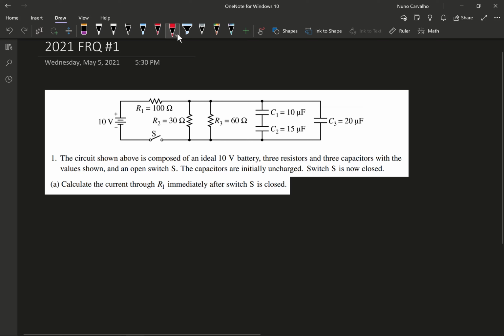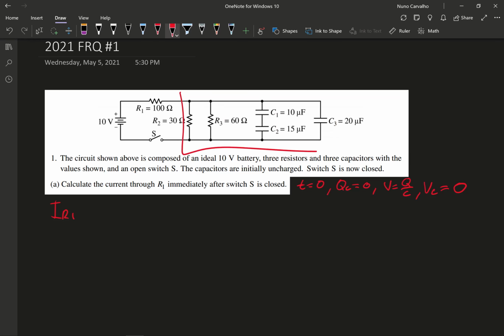We're being asked about the current through R1, so that's going to be I_R1 at time 0. Something about circuits that you should memorize is that at time 0, if the capacitors are initially uncharged, which they all are, then given that voltage is given by Q over C, the voltage across the capacitors at this point will be 0. So the voltage across here is 0, and since these are all in parallel, the voltage across here is also 0. So all of this you can basically ignore.